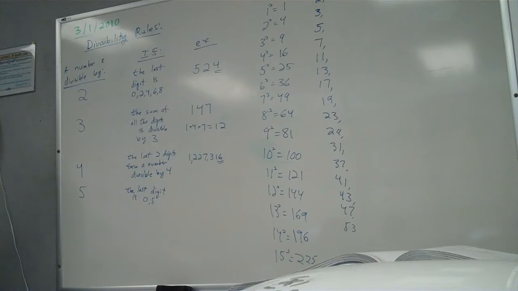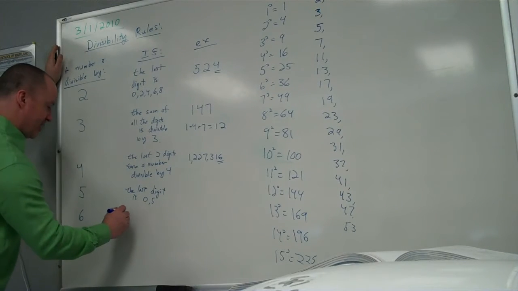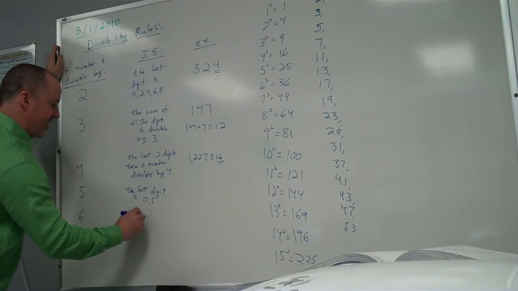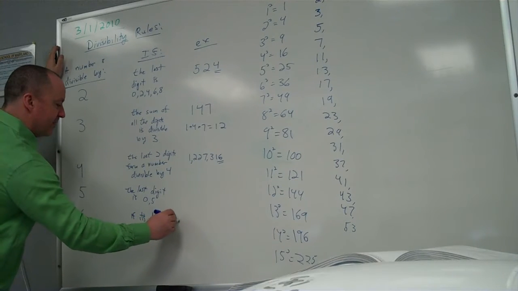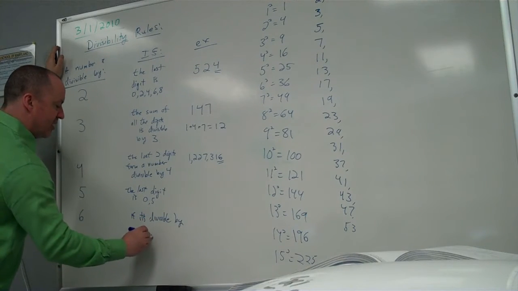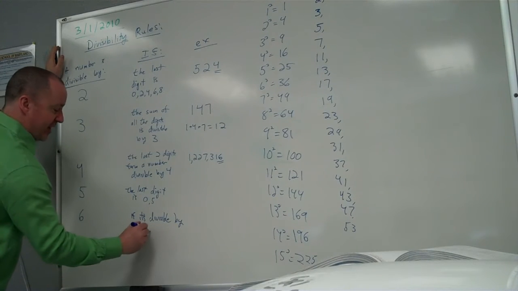150 divisible by 5? You say? No. Yes. No, yes. Okay, the rule for 6 is if it's divisible by 2. Oh, I almost wrote it wrong. And 3. 2 and 3.